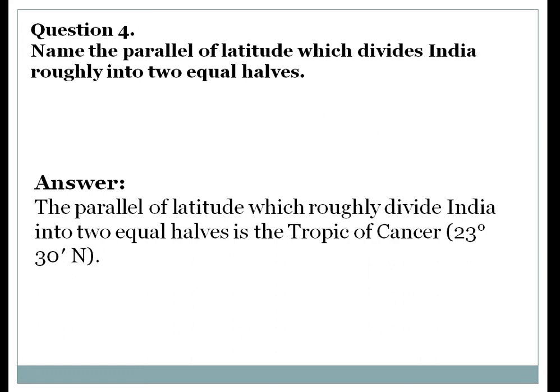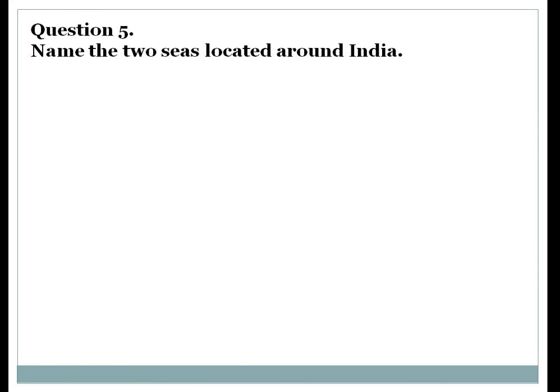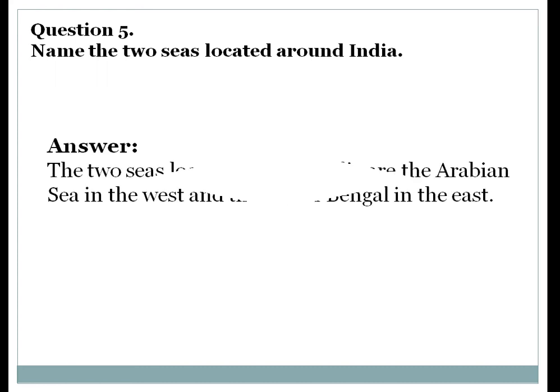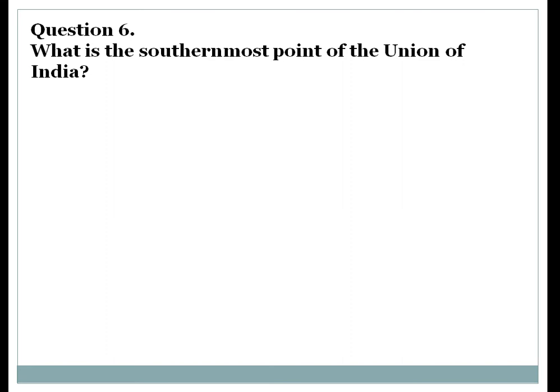Moving on to the next question, the 5th one. Name the two seas located around India. When we are talking about two seas, you have to write the answer of two only. Which are they? We just discussed that: Arabian Sea and Bay of Bengal. Next, what is the southernmost point of the Union of India? We already discussed this, that's Indira Point.